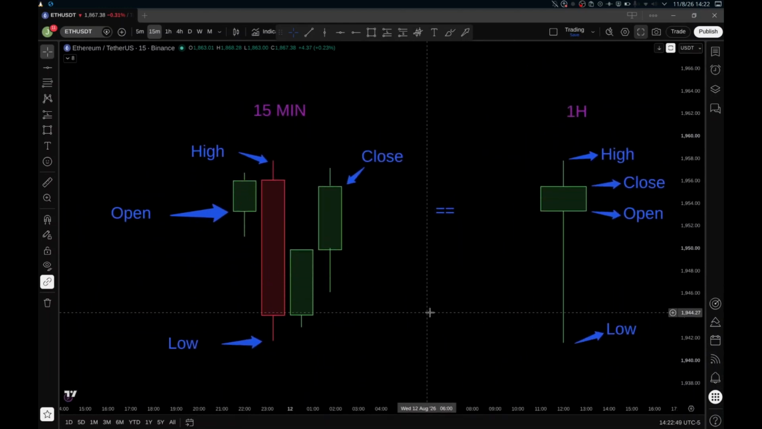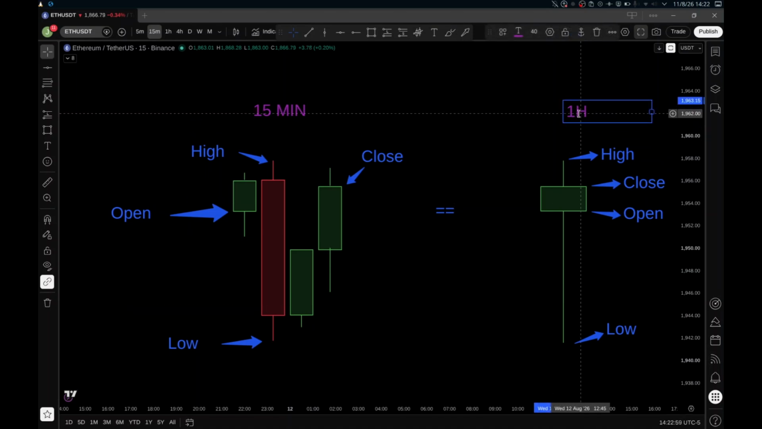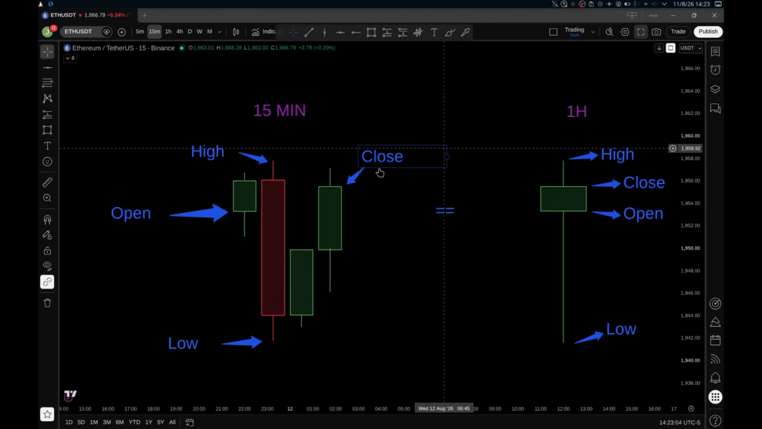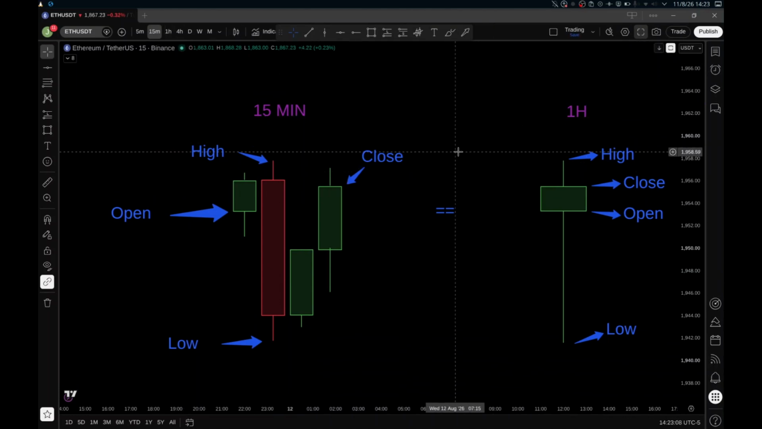So usually lower time frames create the higher time frames' candlesticks, right? That means that, for example, a 1 hour candlestick is formed from four 15 minute candlesticks. So let's say in the past example, we were looking at the current candlestick of 2 p.m. That candlestick is formed from four 15 minute candlesticks: 2 p.m. to 2:15, 2:15 to 2:30, 2:30 to 2:45, and 2:45 to 3.